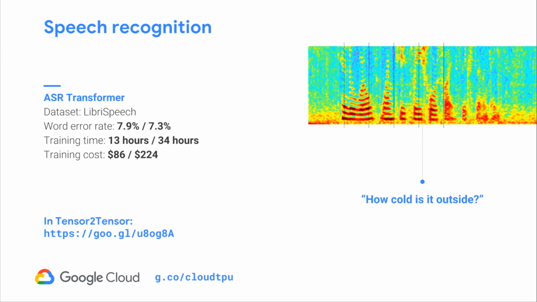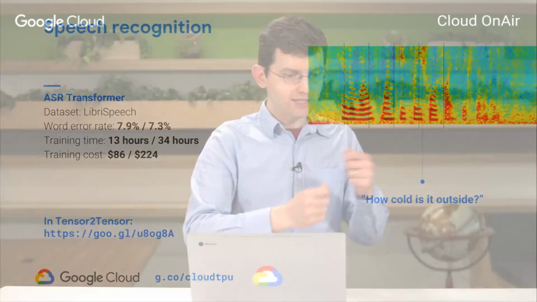For speech recognition, which you can also find in Tensor2Tensor, you can get to a word error rate of 7.9 in just 13 hours for $86, or you can train longer to get even closer to the state of the art with a 7.3% word error rate. And this is a really great starting point for processing large volumes of audio, or training your robot to listen to your voice commands, or anything else you'd like to do.